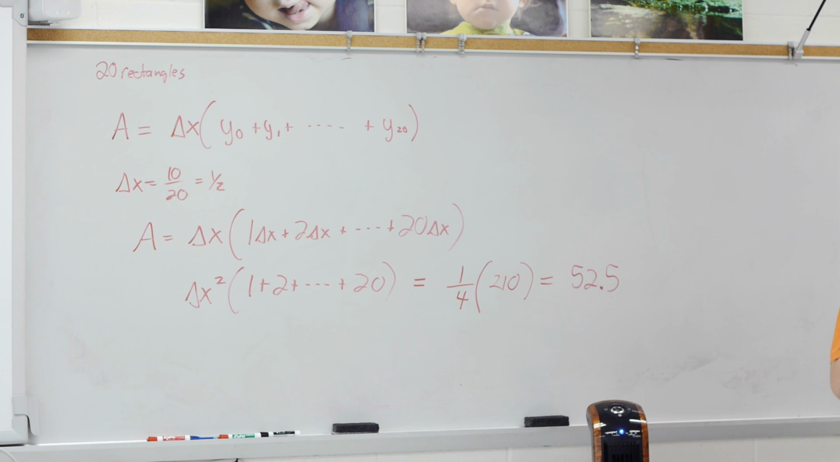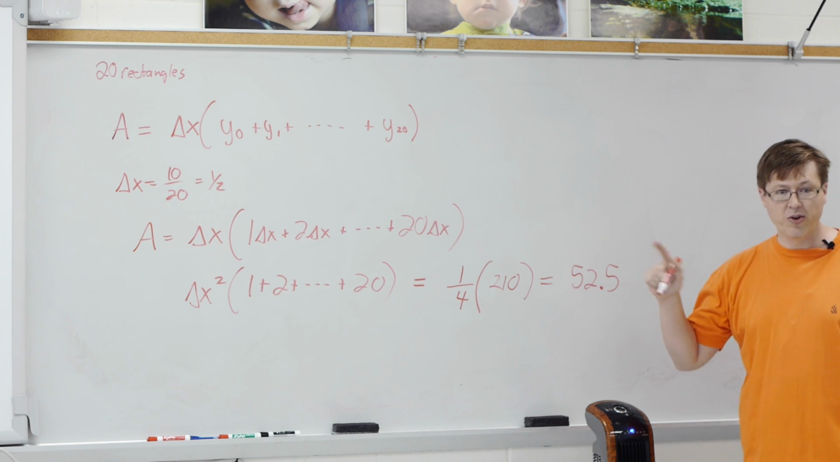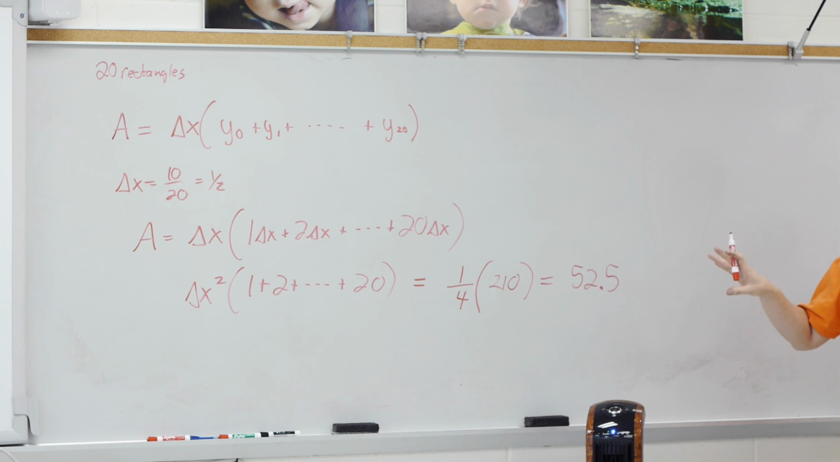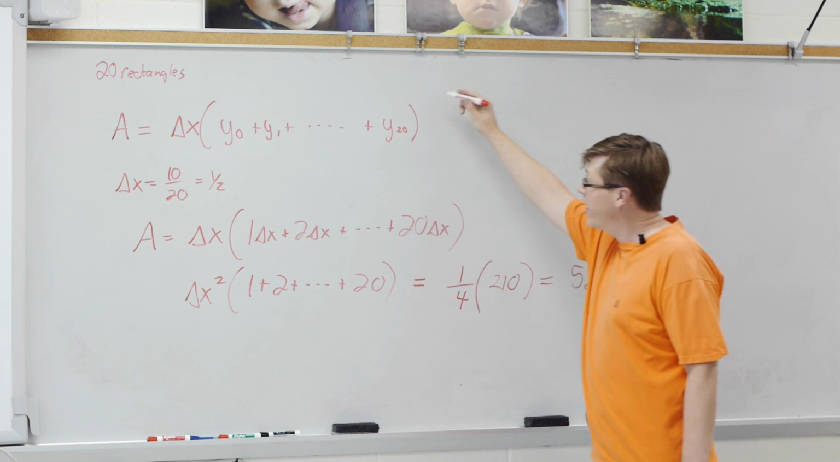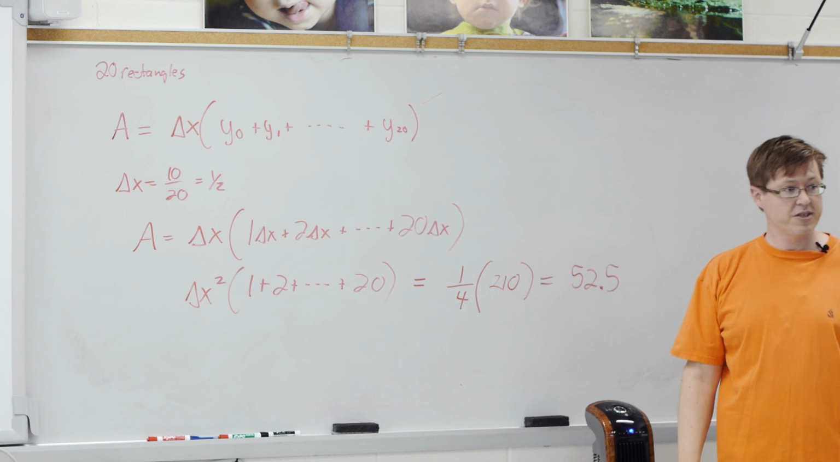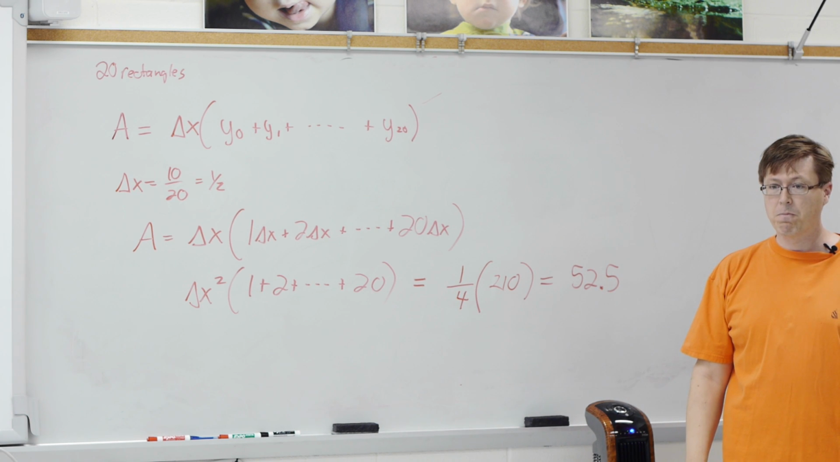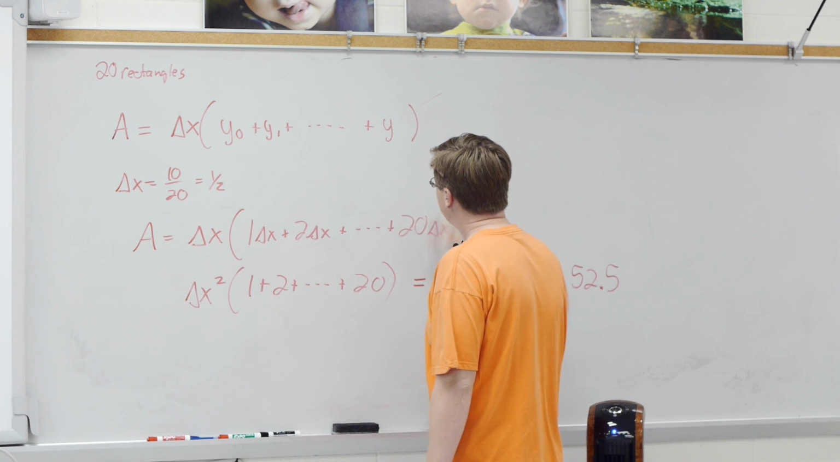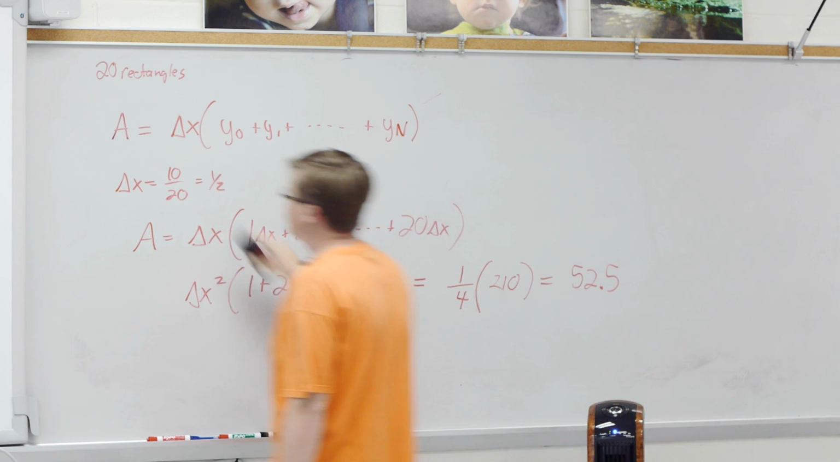Now, let's see if we can figure out what would happen in the general case. So I want to do the same problem with n rectangles. You tell me what needs to change. Starting in the first line, what changes? It goes to n instead of 20. And I'll use a capital N just because.